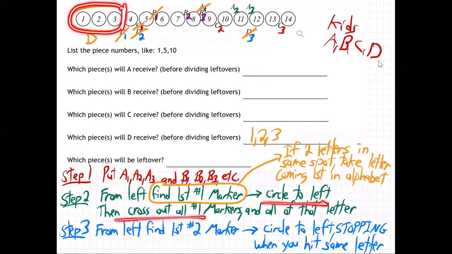Then I crossed out all the other number one markers and all the other D's. See how all the D's are crossed out? And all the number one markers are crossed out, B1, C1, A1. They're all crossed out. All right, next step, step 3.